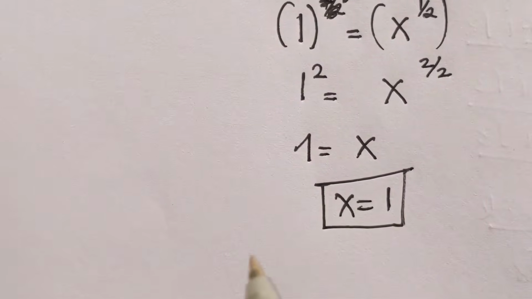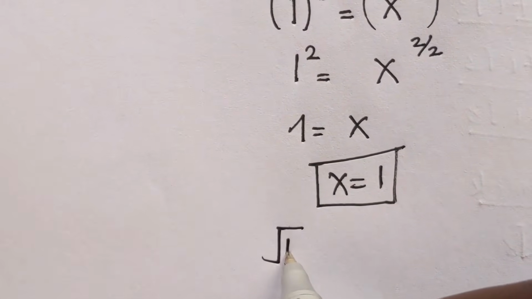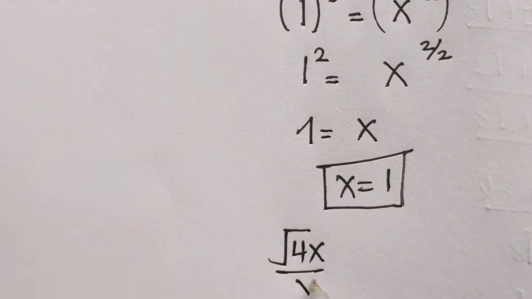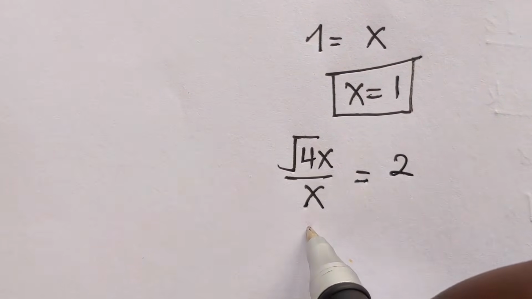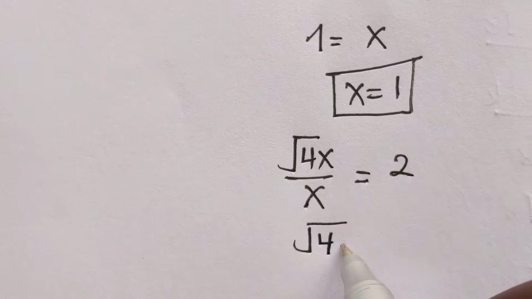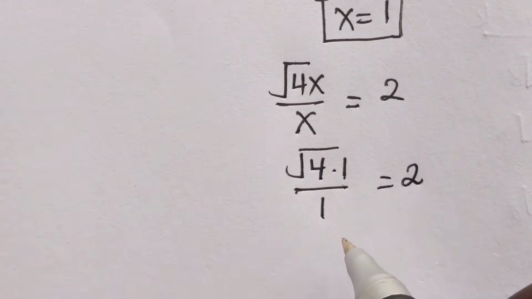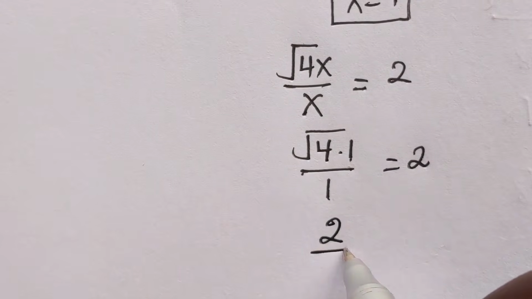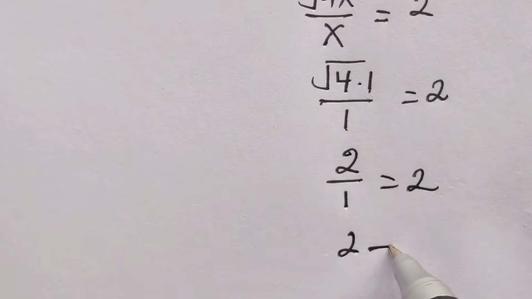Here we have to check if the answer is correct. We are given square root of 4x over x equals 2. So this is the square root of 4 times 1 over 1 equals 2, and this is 2 over 1 equals 2. And 2 equals 2.